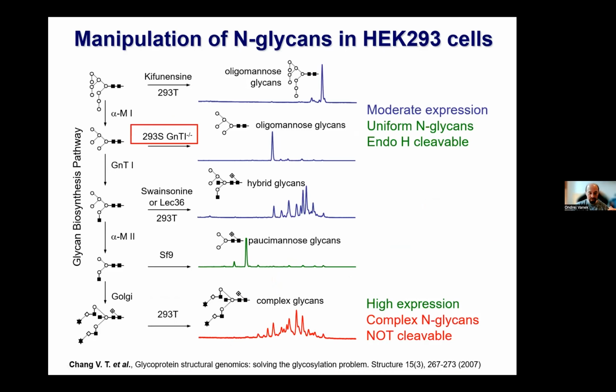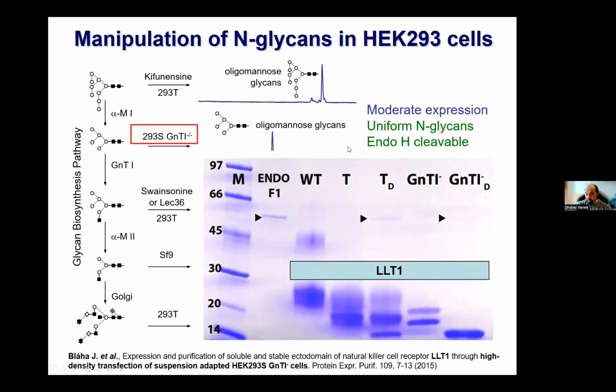Mostly it was collaboration with OPPF in Oxford. It was here where we initially learned how to use this expression system, and also the 293S N-acetylglucosaminyltransferase 1 cell line, which is deficient in this enzyme. So all the N-glycans on proteins produced in this cell line are of this type, uniform and cleavable. This is very helpful for making proteins that are crystallizable.